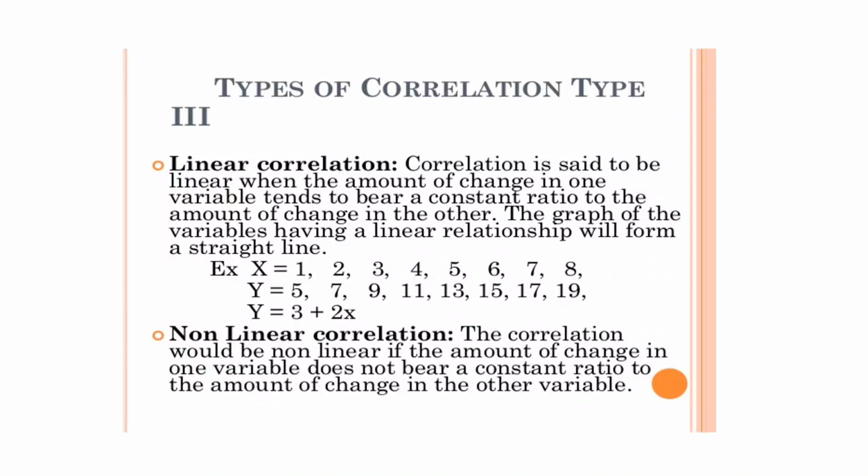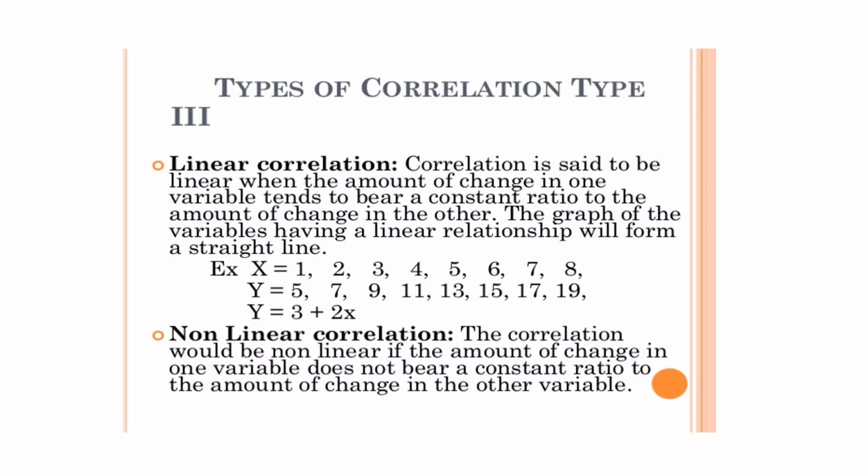What does it mean? Every time the value of x is increasing by number 1, there is a change in the value of y, that is, every number is getting an increase by number 2. So every time the change which is occurring in the value of y is constant, that is an increase by number 2. That kind of relationship, that kind of correlation is known as linear correlation.